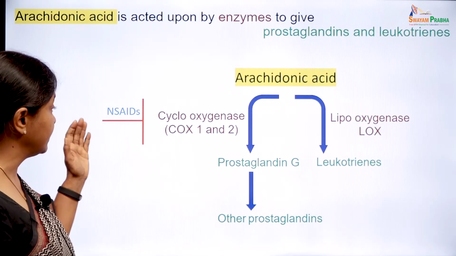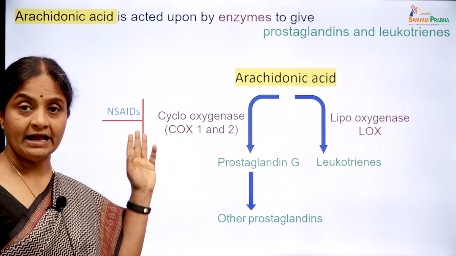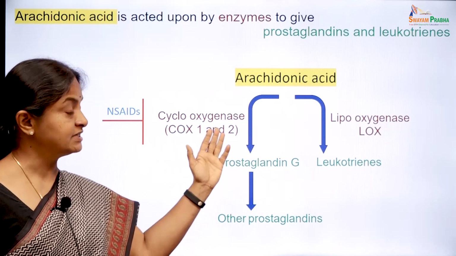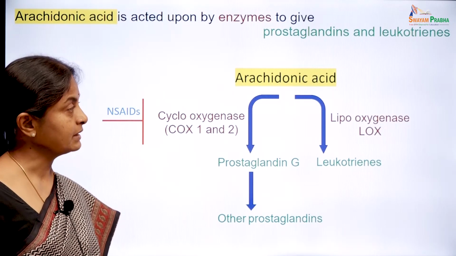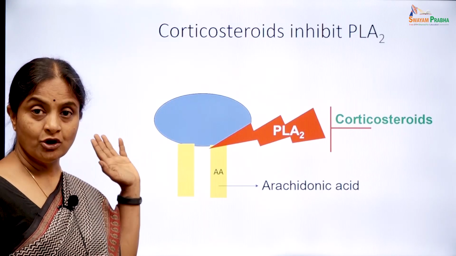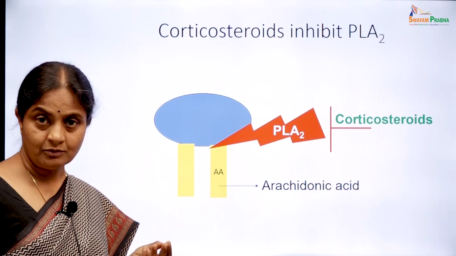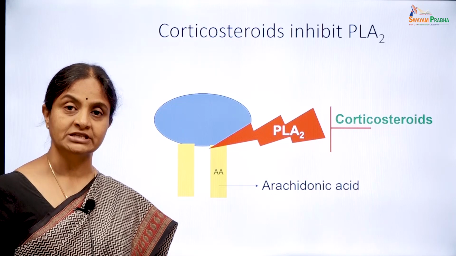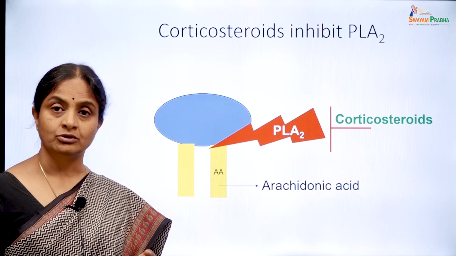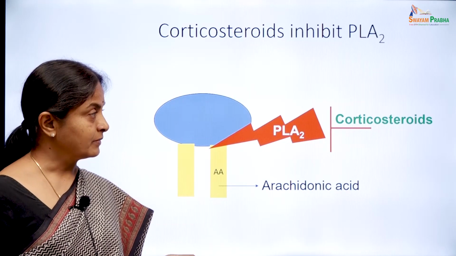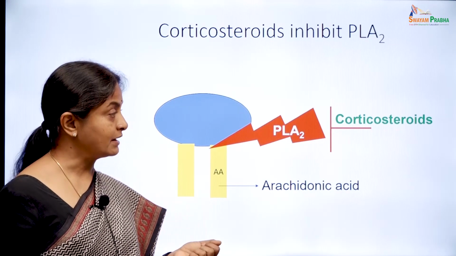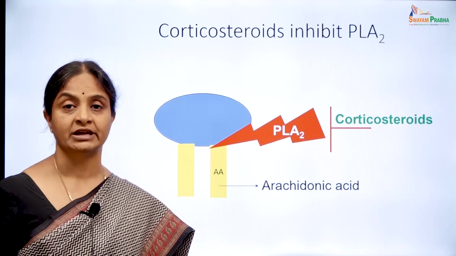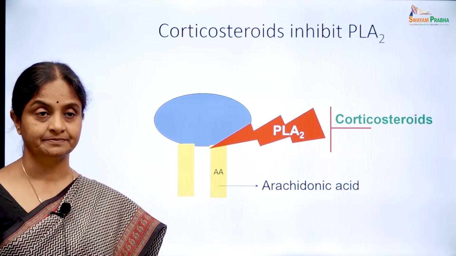A set of compounds called NSAIDs or non-steroidal anti-inflammatory drugs help to reduce inflammation by inhibiting the cyclooxygenase enzyme. If we had non-steroidal anti-inflammatory drugs, we should understand that steroids are also anti-inflammatory. Corticosteroids, either endogenous or those that are given therapeutically, help to reduce inflammation by inhibiting the phospholipase A2 enzyme, which would release arachidonic acid from the membrane phospholipids.